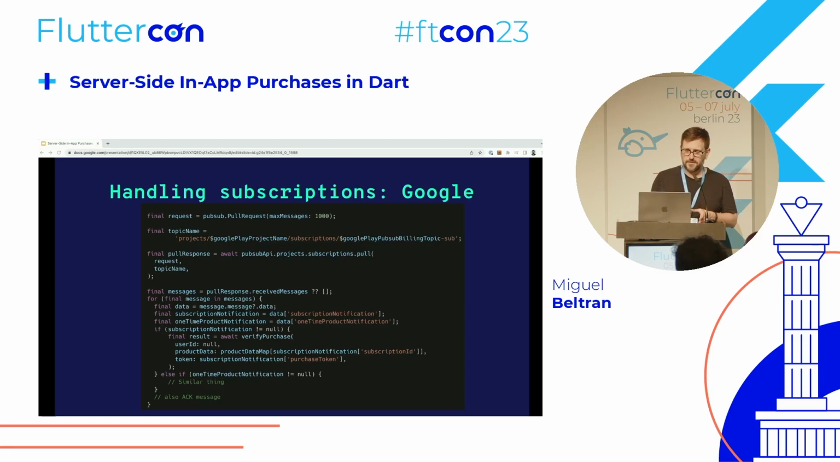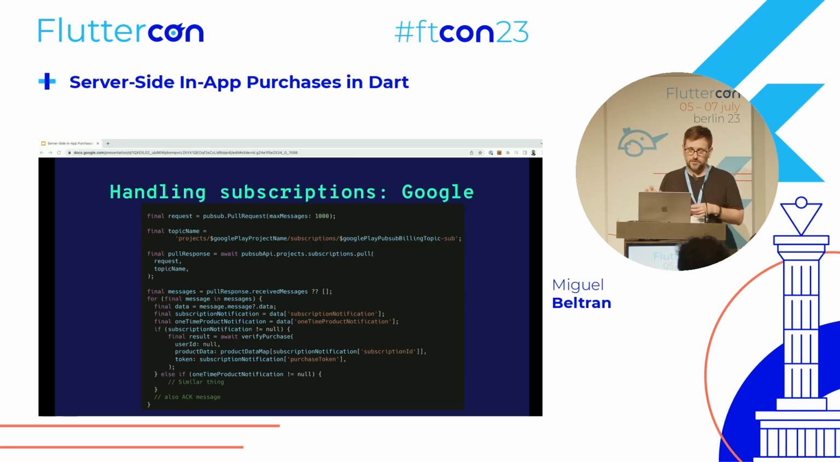And to use the PubSub API, you need to define a topic, and this topic is going to be like what we have seen before, the projects and the project ID, etc. And you call the PubSub API doing a pull request of messages. So this is going to give you a response of all the messages that PubSub has collected during this time.